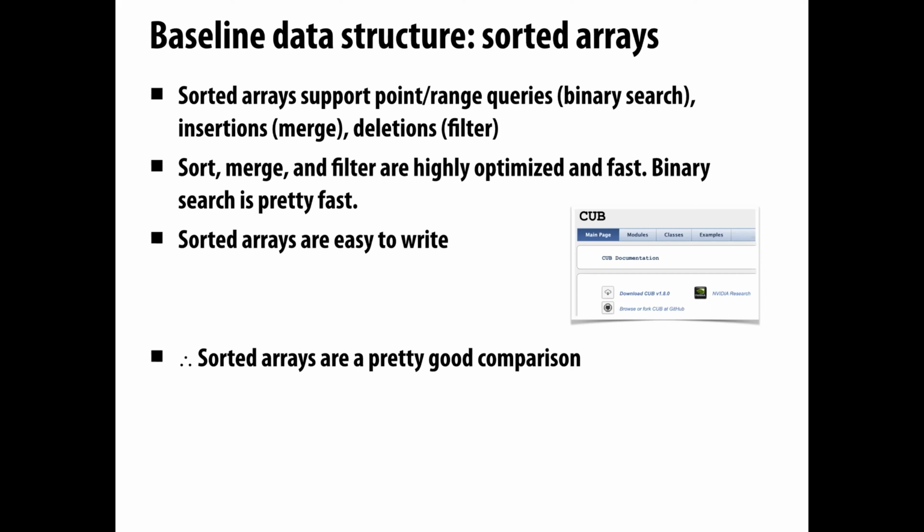So binary search is order log n. You don't really want to pay that, but it's not terrible. And everything else is definitely fast, has really good CUDA implementations. So, if you're just sitting down and you want a quick and dirty data structure, you can do a lot worse than a sorted array. And so we want to build something that's better than a sorted array, but a sorted array is a pretty decent baseline.